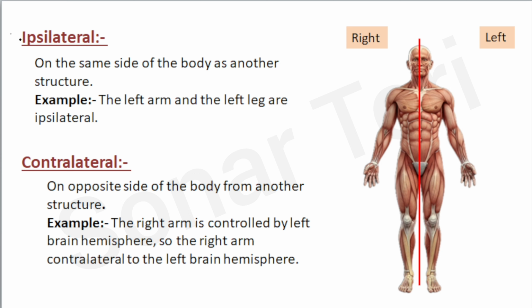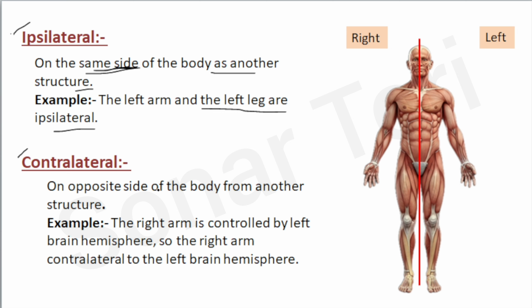Then ipsilateral and contralateral. First, ipsilateral. The organ or any structure that is present on the same side of the body as another structure is called ipsilateral. For example, the left arm and the left leg are ipsilateral because both the left arm and left leg are present on the left side of the body. That's why they are ipsilateral to each other.